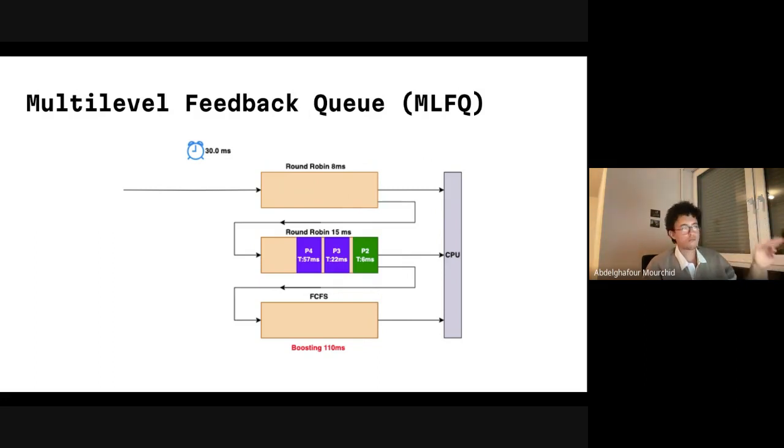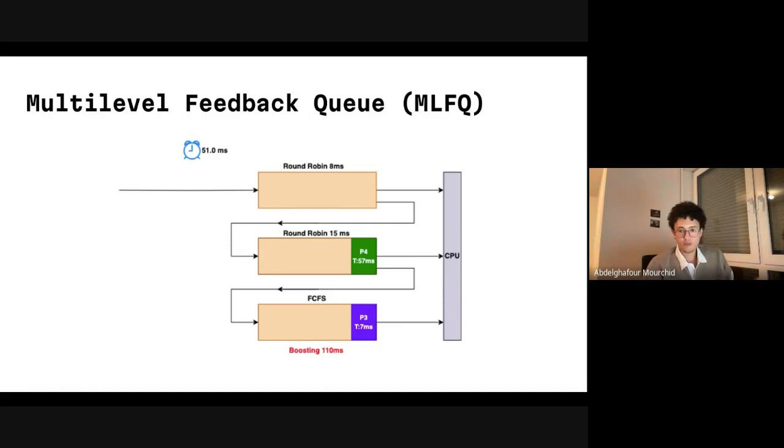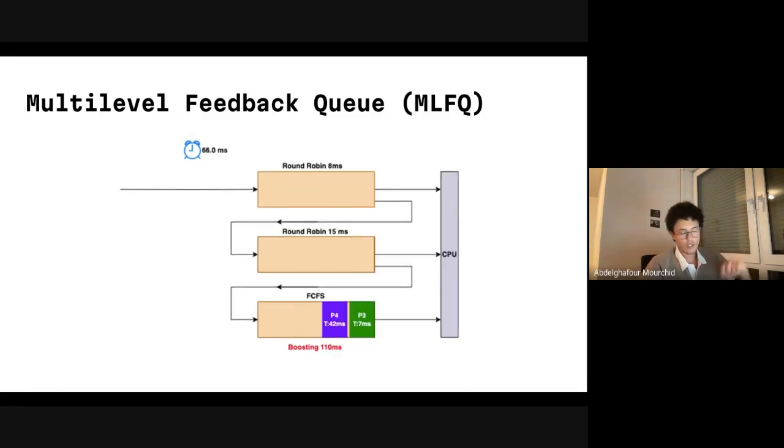Same thing: we execute for 15 milliseconds. P2 is done, we terminate the process. P3 is executed for 15 milliseconds, but it still needs 7 more milliseconds. So we move it down one queue again. And then P4 will execute for 15 milliseconds more and it will also go down to the last queue.